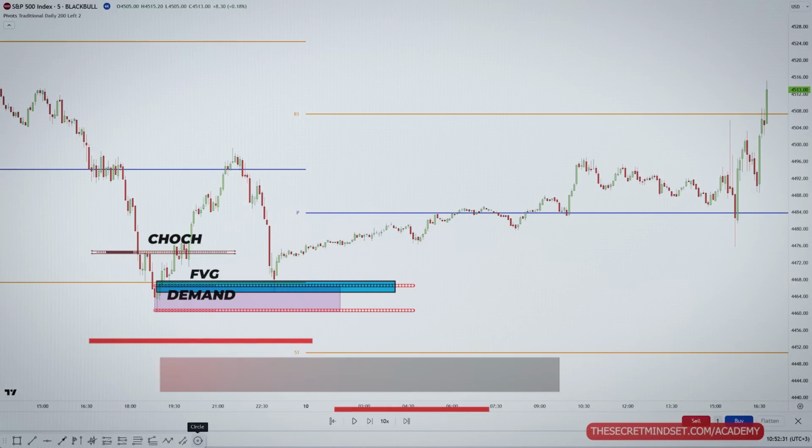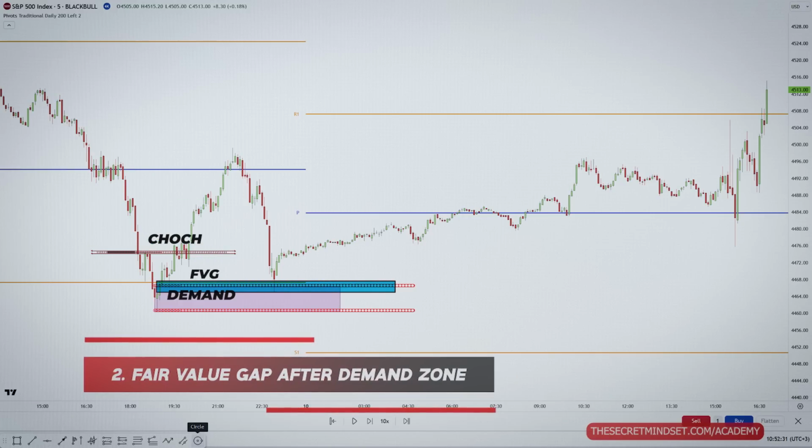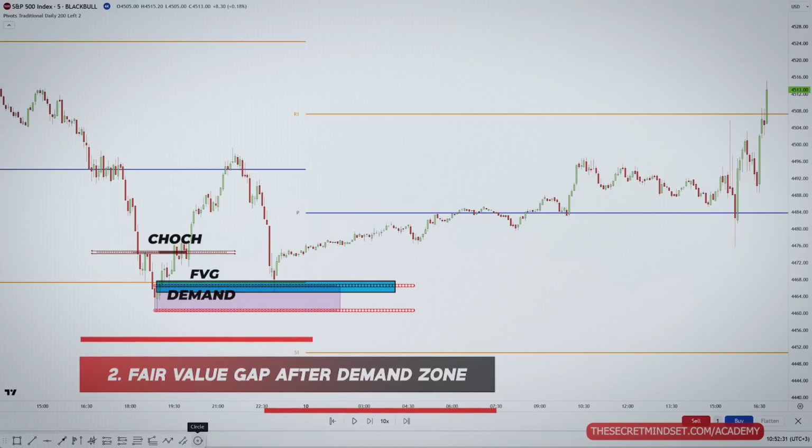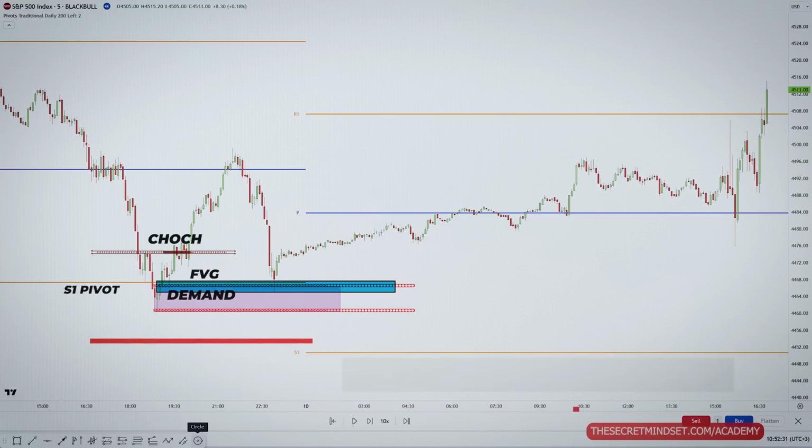Condition number 2. Following the demand zone, you notice that there is a fair value gap on its right. This gap indicates a sudden shift in price from the demand area, suggesting that buyers have aggressively entered the market. Condition number 3 is also met.